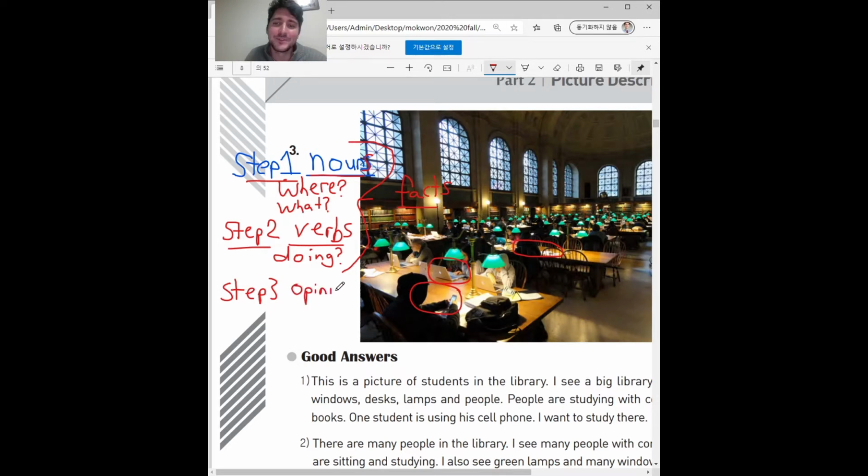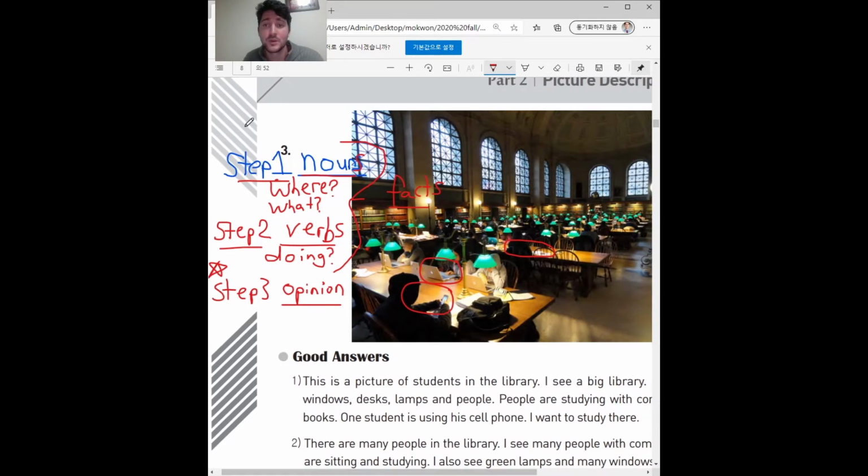opinion. Opinion 뭐예요? That's one of your 배우는 단어, 그치? Opinion, 의견. If you use step 3, this makes your answer very unique, very special. 특별한 대답 있을 거예요. So we have step 1, step 2, step 3 is your opinion. What do you think about this picture? 하고 maybe what do you feel about this picture?